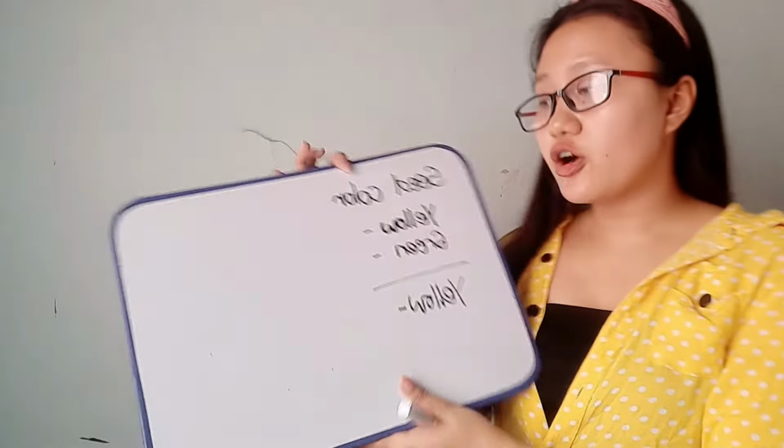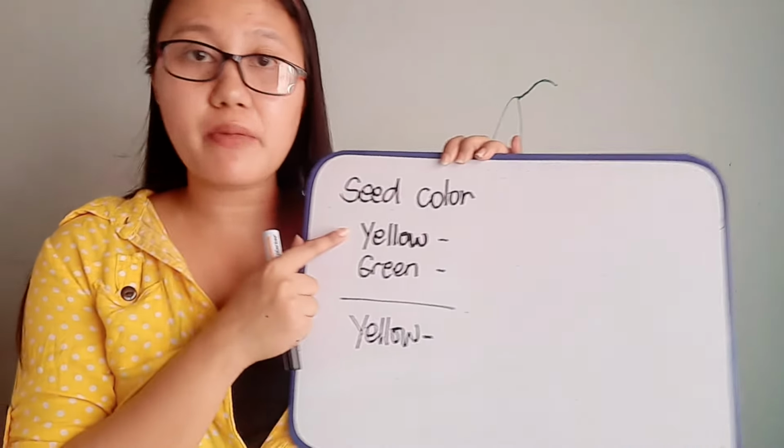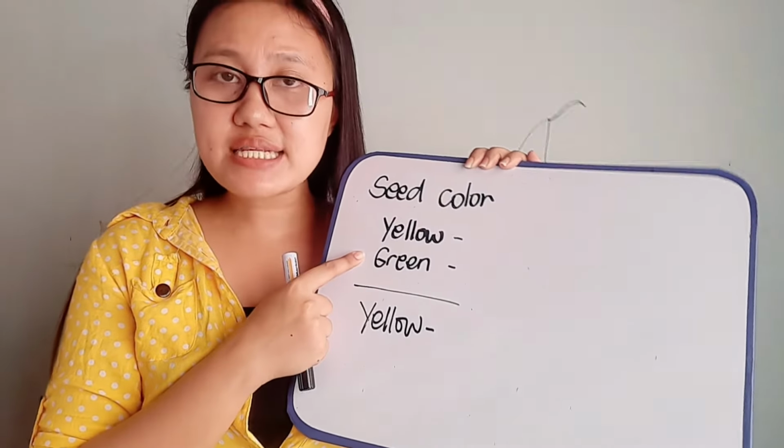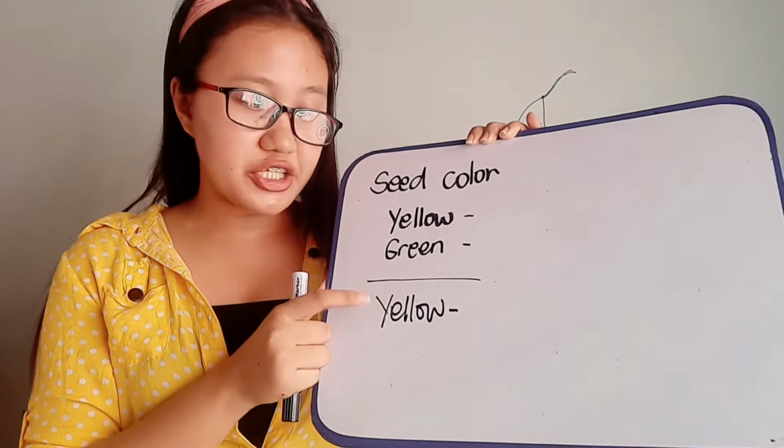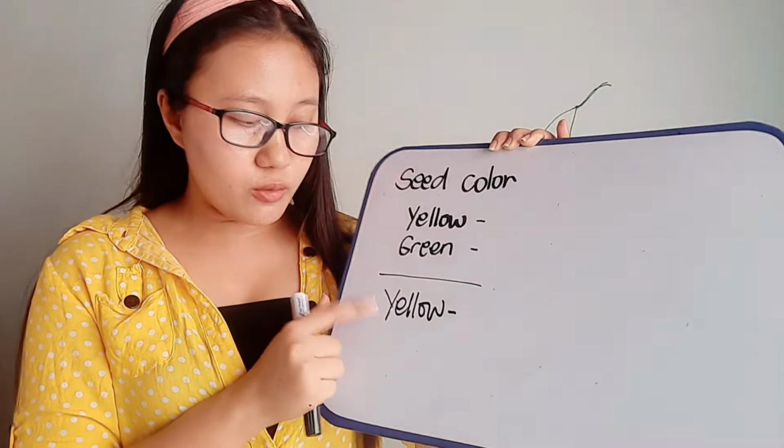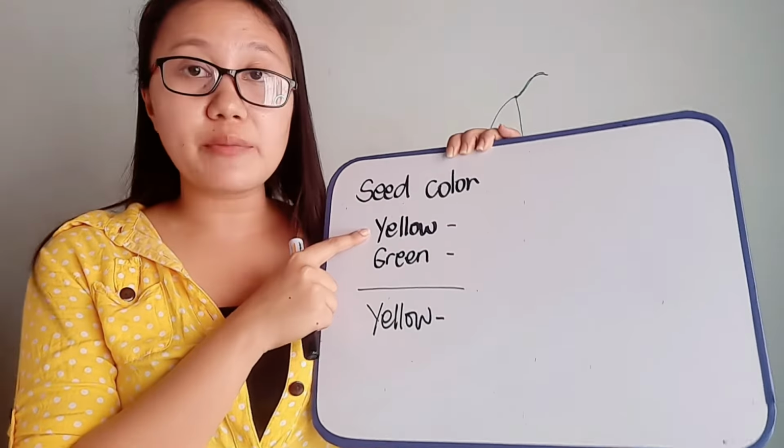Yung mga scientists, gumagamit sila ng symbol para dun sa two factors or yung alleles. So, gumagamit sila ng capital letter kapag dominant yung trait at small letter naman kapag recessive yung trait. Okay, kagaya ng example natin dun sa seed color. So, di ba yung seed color natin ay meron tayong yellow at saka meron tayong green. At lumabas sa first filial generation ay yellow.